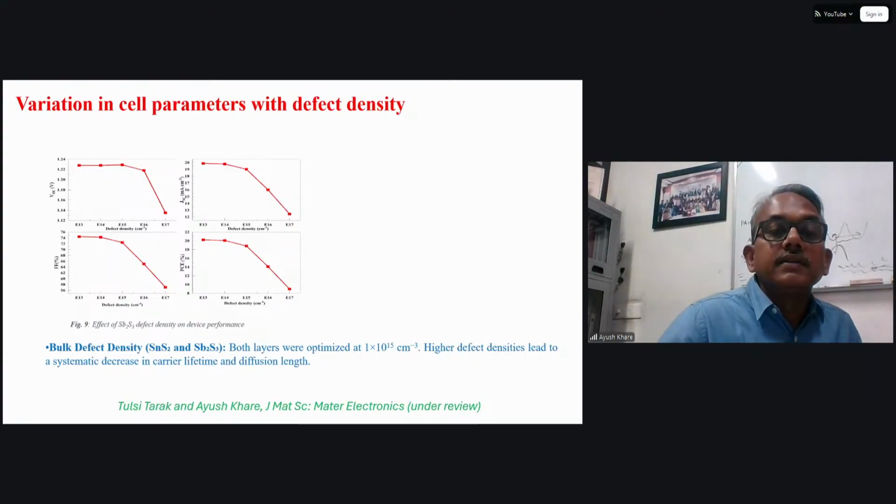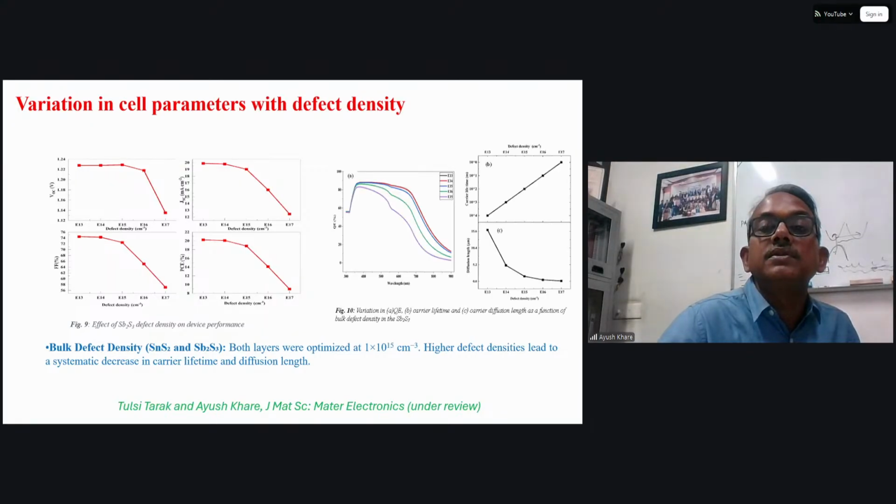These are certain parameters that we have calculated. Both layers are optimized with a value of 10 to the power 15 per cubic centimeter, and defect density has led to a decrease in the carrier diffusion length. So this is the work that we have just submitted.